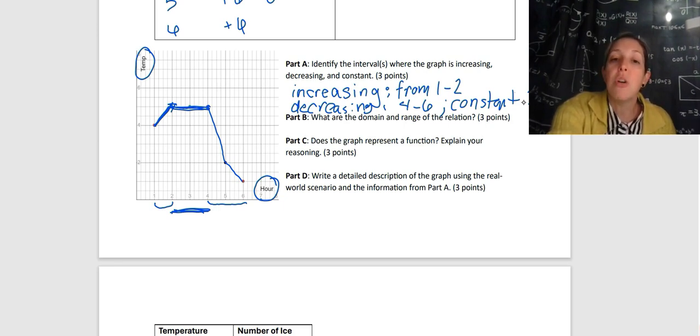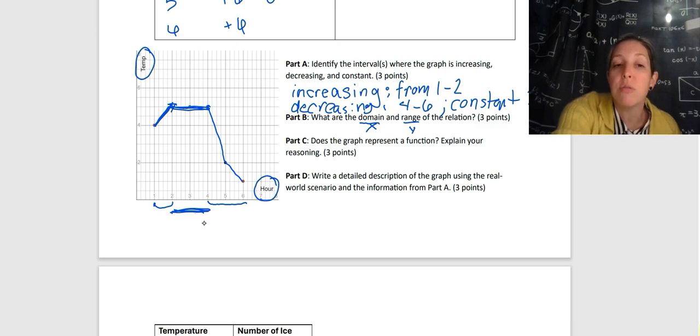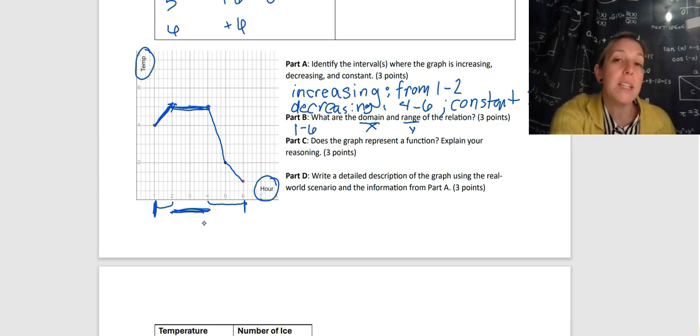Domain and range. Domain are your possible x values, and range is the possible y values. So the domain of this function goes from 1 to 6. There's different ways you can write that. I am just going to be looking for that you're showing me domain means x values 1 to 6. You could list out 1, 2, 3, 4, 5, 6, but technically because the lines are there, that means it's the spaces in between as well.